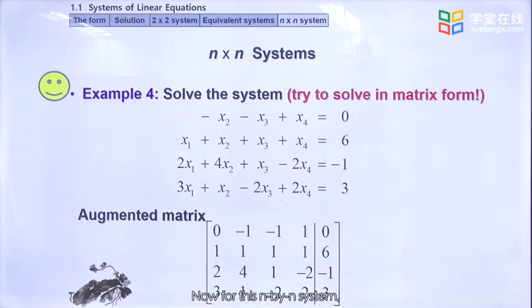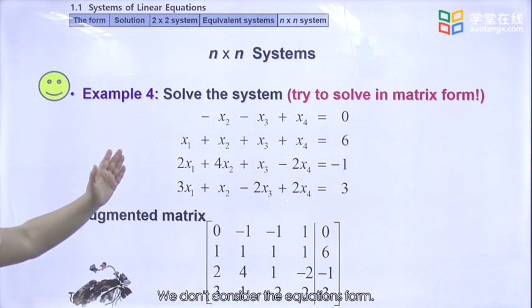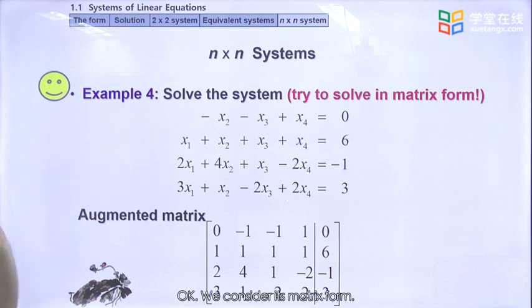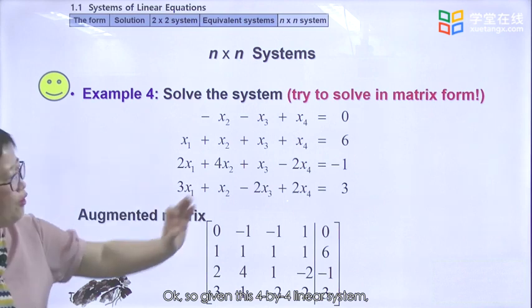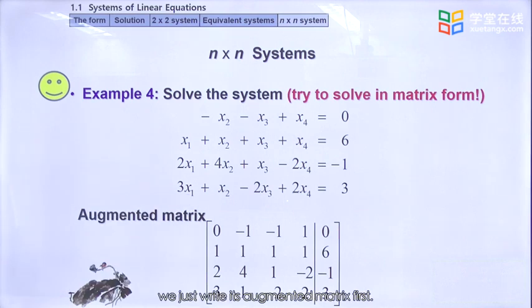Now, for this n by n system, we are asked to solve this system. Try to solve it in matrix form. We don't consider the equations form, okay? We consider its matrix form. Given this 4 by 4 linear system, we just write its augmented matrix first.